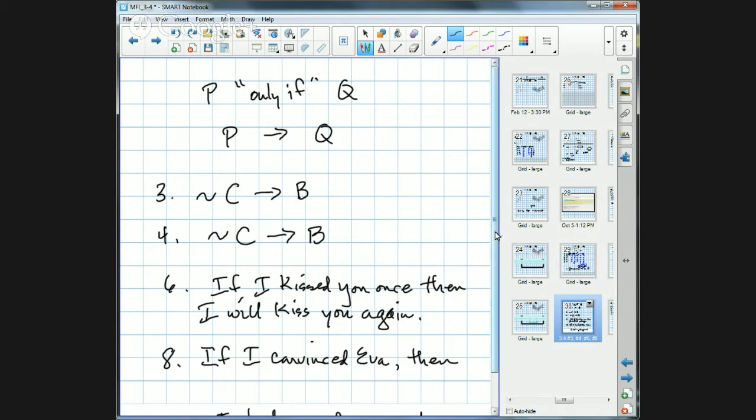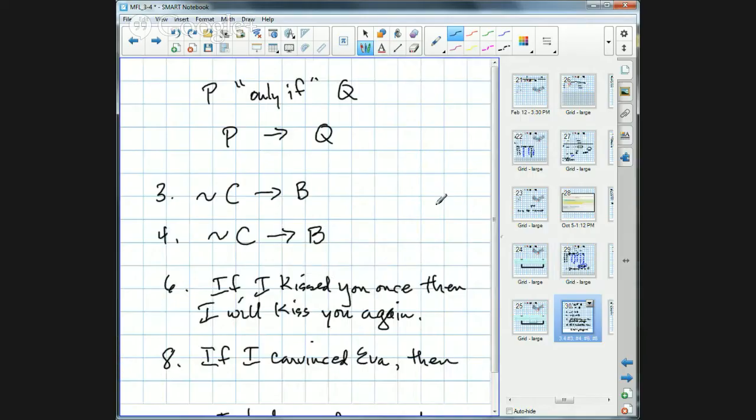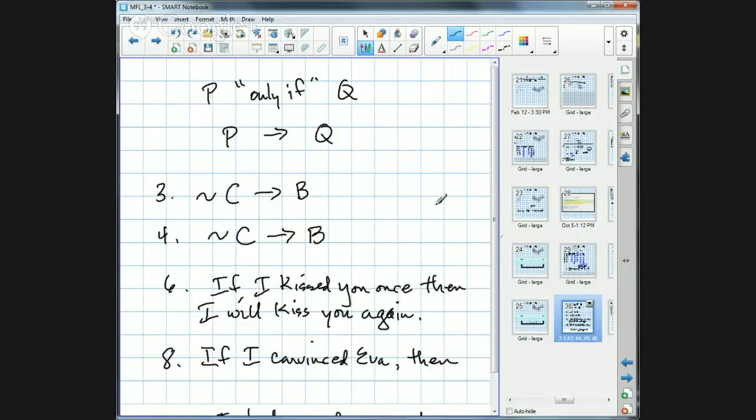Now, these are some examples from the assignment. So if you have your books handy, I see I have number 3 down there. This is just practice in writing things. So number 3, the directions say translate into symbolic form. It says you have no cavities only if you brush your teeth with Clean, Clean being, I don't know, some toothpaste.